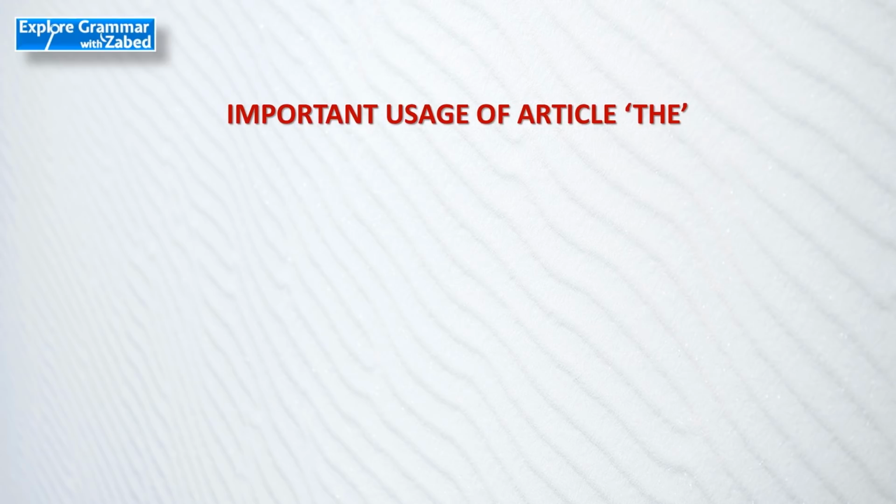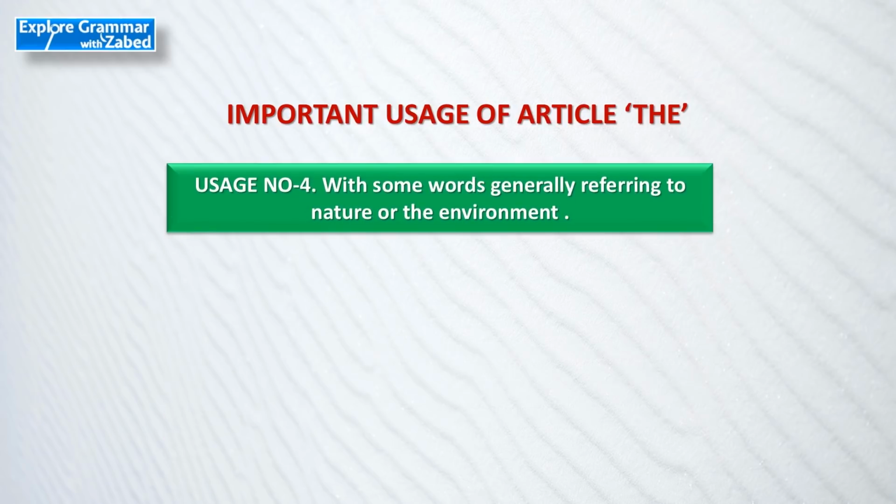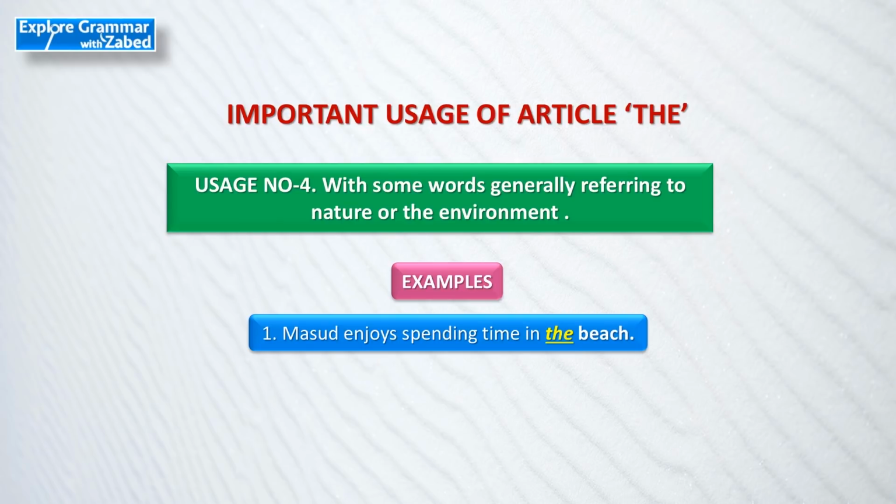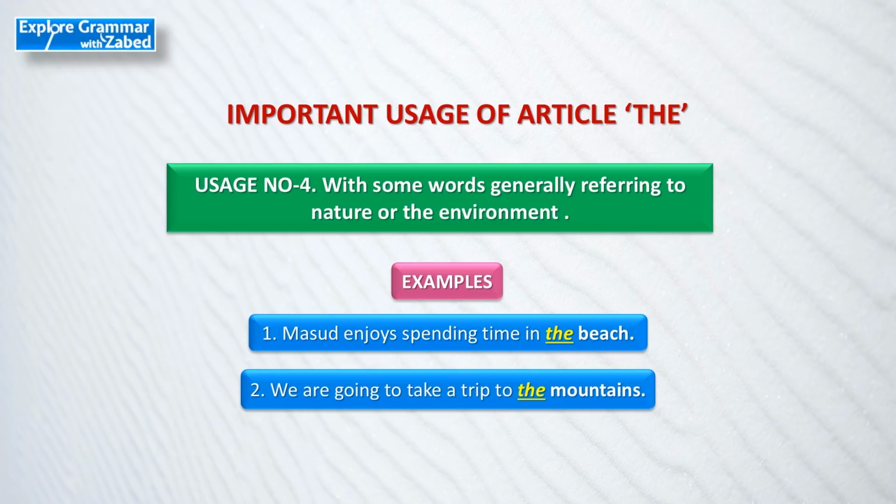Next use of article the is with some words referring to nature or the environment in general. These are the words such as the countryside, the town, the mountains, the beach, the weather, etc. For example, Masood enjoys spending time in the beach. We are going to take a trip to the mountains.